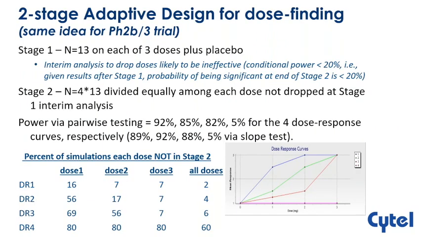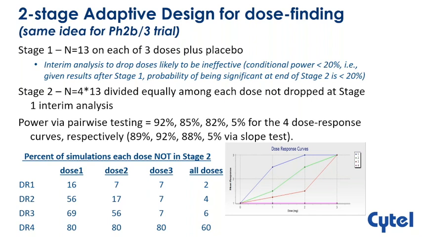The next slide shows a two-stage design. In this simulation, there were 13 on each of 3 doses plus placebo, using the same set of specs as the 3-dose design. And we inserted an interim analysis to drop doses that are likely to be ineffective, those that would have conditional power less than 20%. Then the second stage took the remaining subjects and divided them equally among the doses that were not dropped.